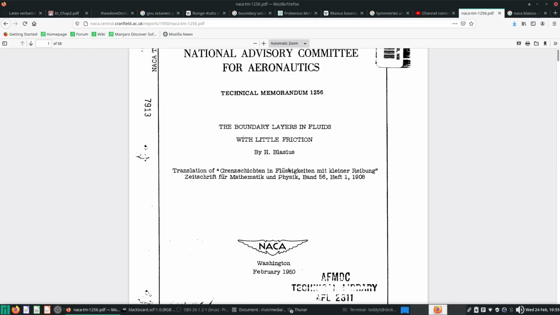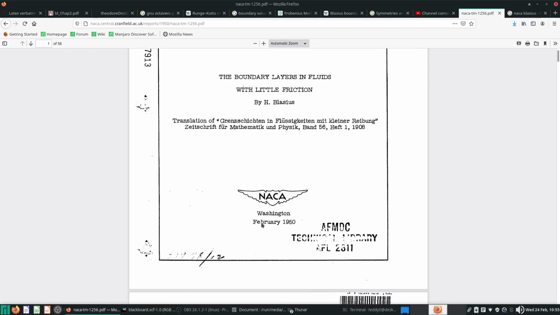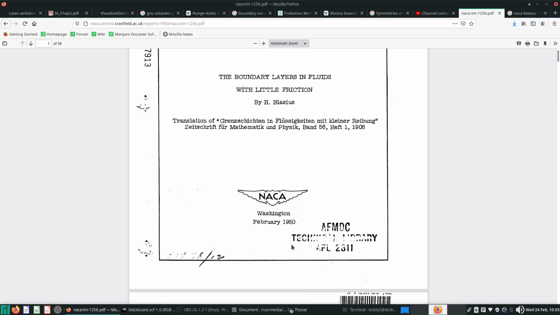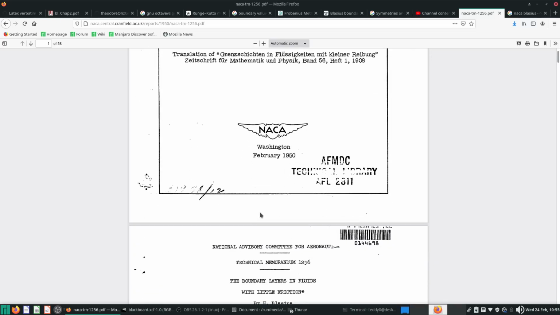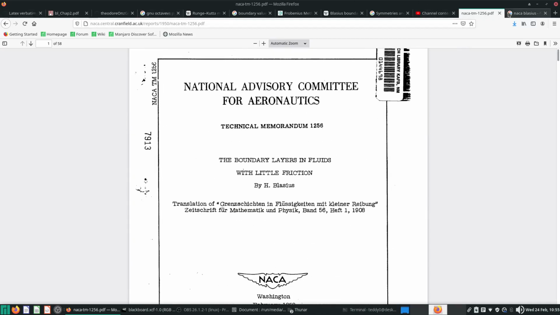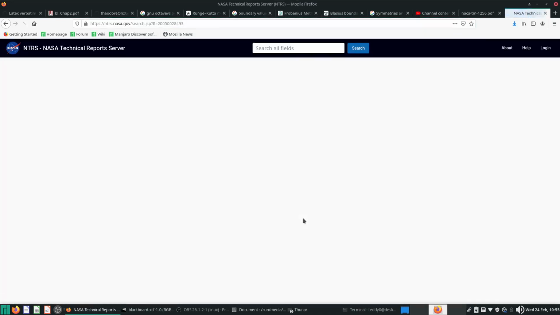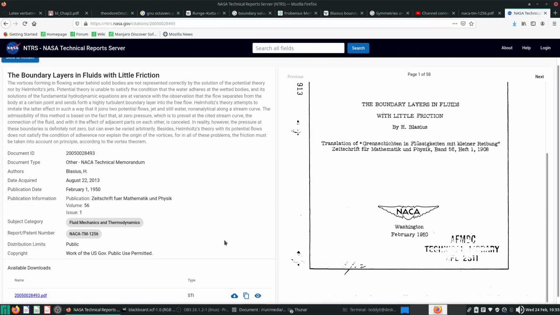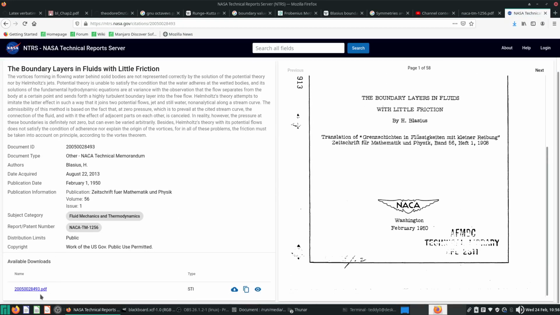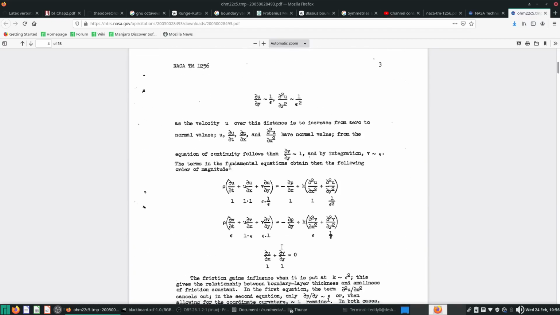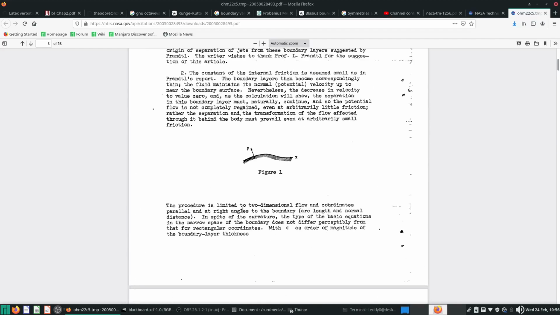So the original paper is written in German, so unless you know German, you're not going to be able to read it very well. But thankfully, NACA, the National Advisory Committee for Aeronautics, kindly translated it for us in February 1950. It's all nicely typewritten out for you. Just put NACA Blasius in Google, and you can go to NASA. NASA actually has some of these papers online. You just click on the PDF, and everything is available for you for free. This is NASA's repository.